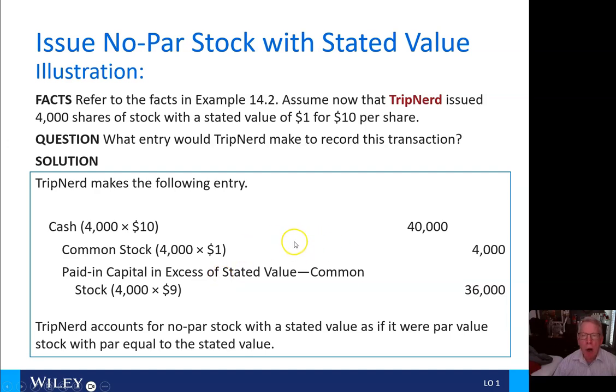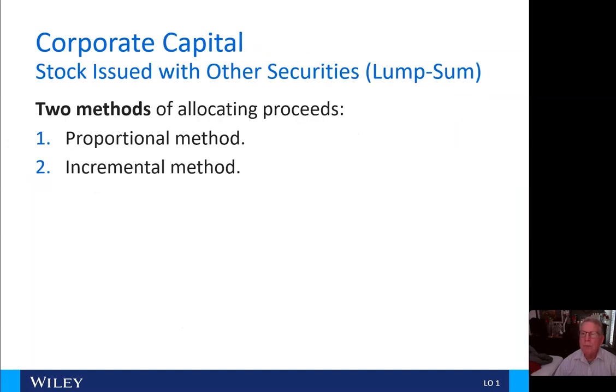Okay, if it's a no par stock but it has a stated value, it's very similar to what we would do with a no par stock. Same facts as the previous slide. What would they make to record this journal entry? Again, we're going to receive cash of $40,000, but the stated value was $1, just like the par value. So common stock will be credited for $4,000, and the difference between $4,000 and $40,000, $36,000, will be the credit. Pretty straightforward there. I think you've had that previously, so we shall move on.